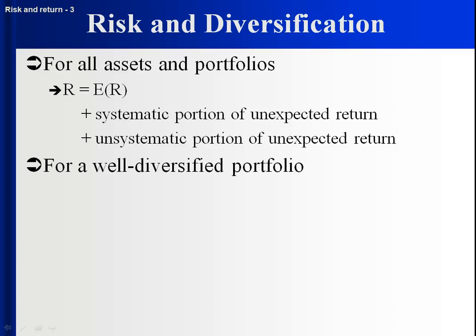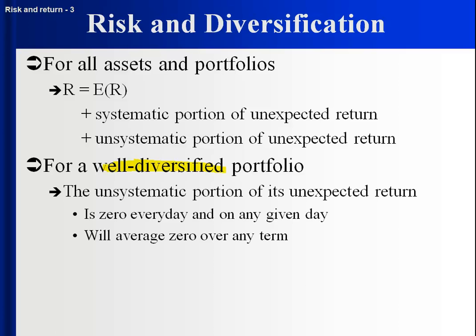For a well-diversified portfolio, a very specific situation, there's no unsystematic risk, so the unsystematic part of unexpected return is going to be zero every single day. Each of those individual assets is affected by their own unsystematic surprise, but there's so many of them, and those pieces of information are unrelated, that there's going to be perfect cancellation every day. So since it's zero on any day, it's going to average zero, whether it's a day or 10 days or whatever term you look at.